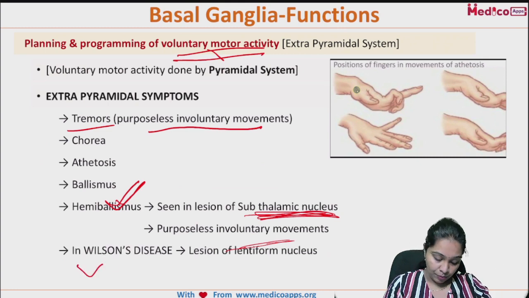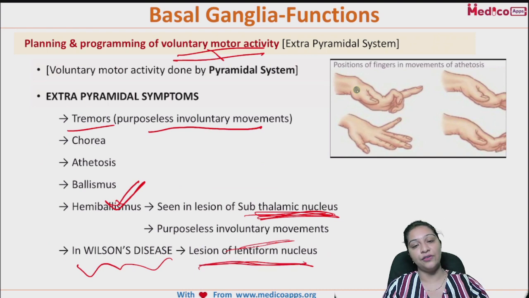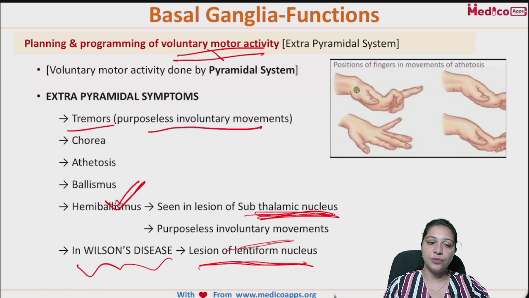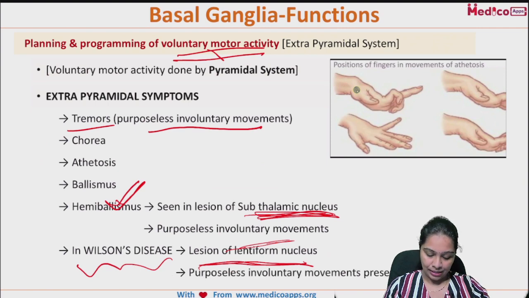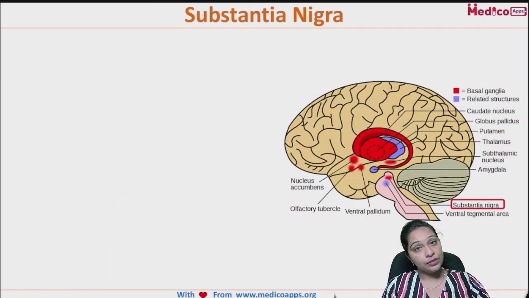Another important lesion is Wilson's disease. It is seen in the lesion of the lentiform nucleus. You just have to remember the name. The lesion of the lentiform nucleus presents as Wilson's disease. Again, that is also constituted by purposeless involuntary movements.